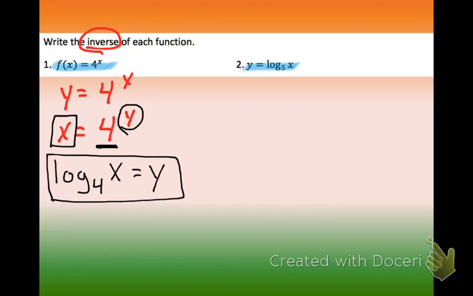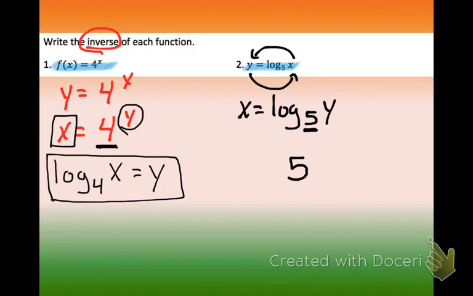Doing the other side here, we have y equals log base 5 of x. Very similarly, the first thing you want to do is switch your x and y. So we have x equals log base 5 of y. And you'll notice that I'm saying it very specifically. I keep saying base 5. That means that whatever you're doing, your base is going to be 5.